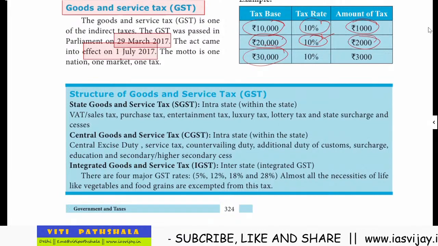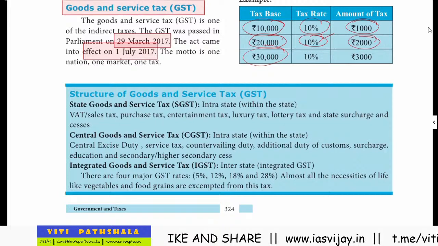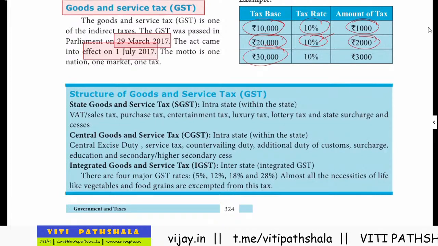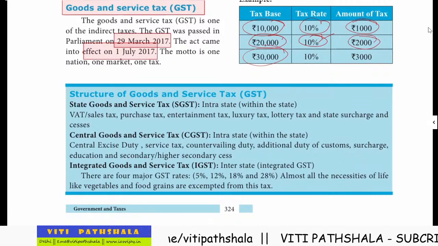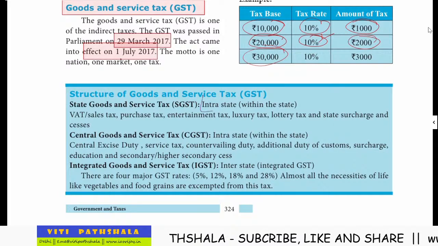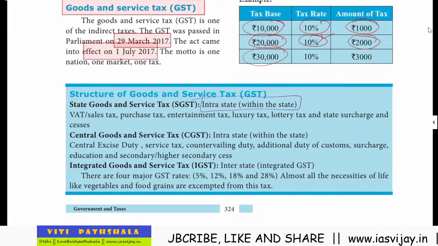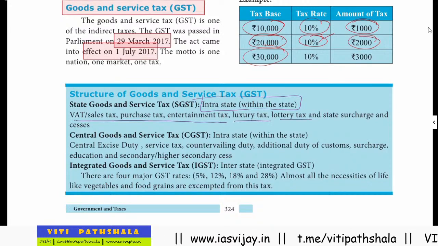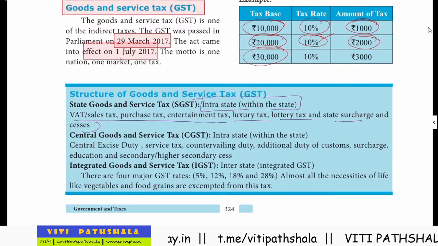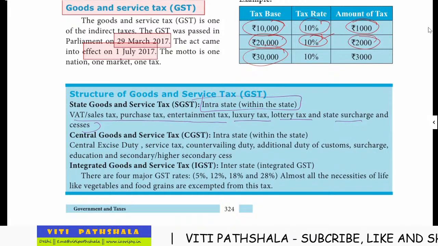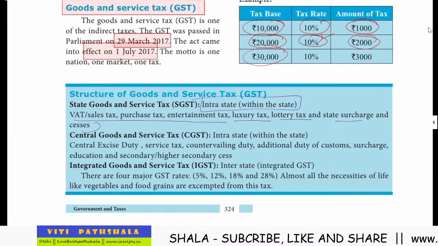Now, what is the structure of GST? There are three things: SGST, CGST, and IGST. SGST is the State Goods and Services Tax, that is the intra-state tax. It replaces VAT, sales and purchase tax, entertainment tax, luxury tax, lottery tax, and state surcharges and cesses.